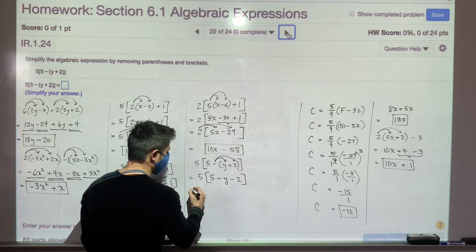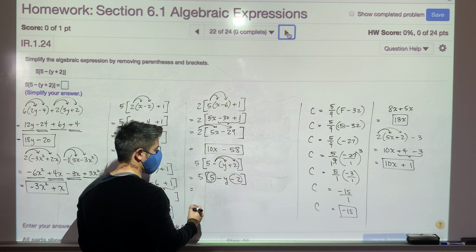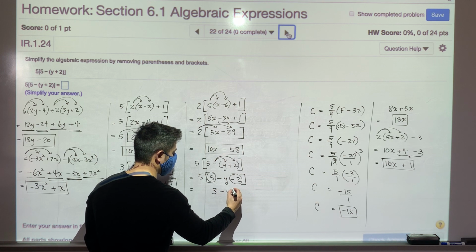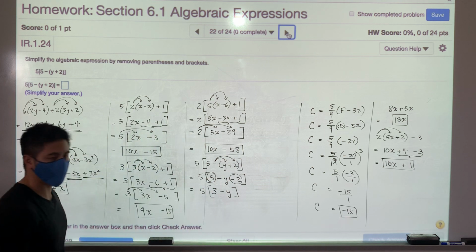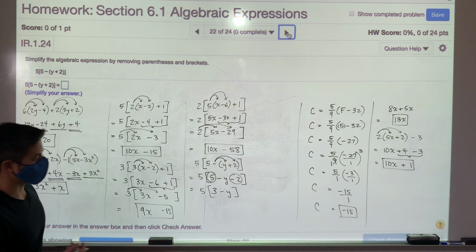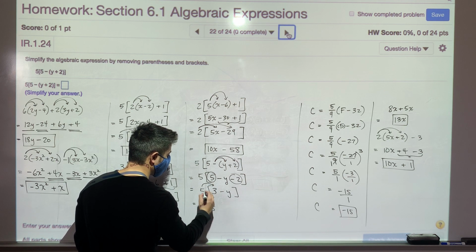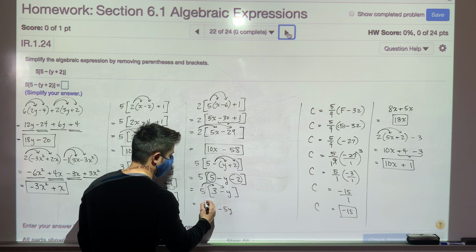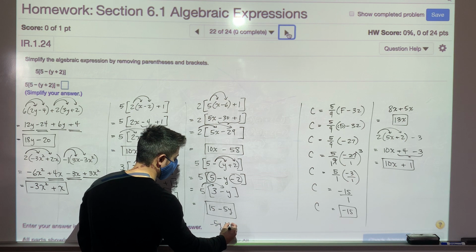So from here, 5 and negative 2 need to combine. 5 minus 2 is 3 minus y. So be very careful with that. Combine like terms. 5 minus 2 is 3. And then now we need to distribute. 5 times 3 is 15. 5 times negative y is negative 5y. Or alternatively, negative 5y plus 15.